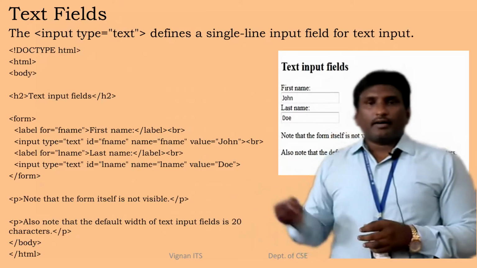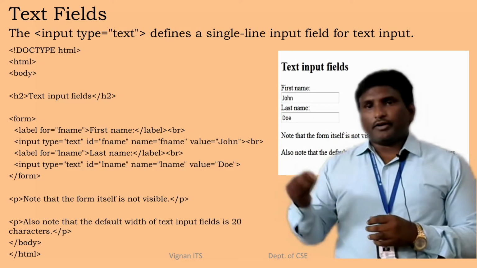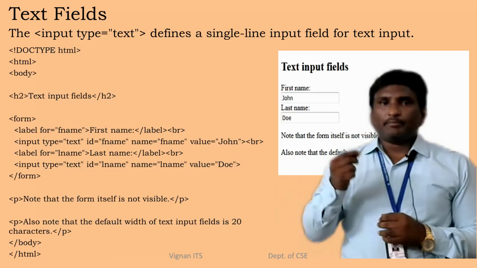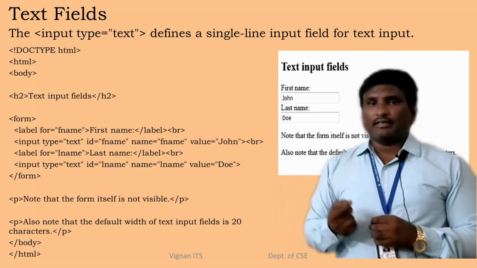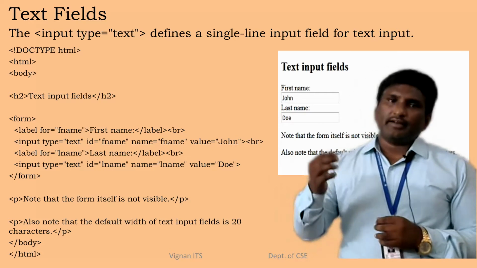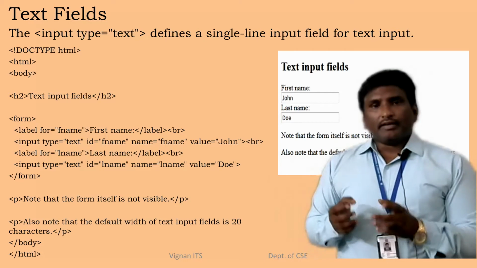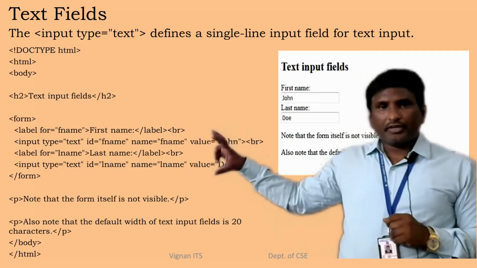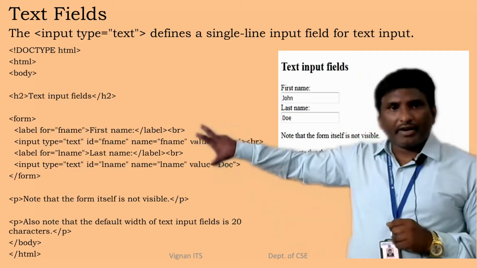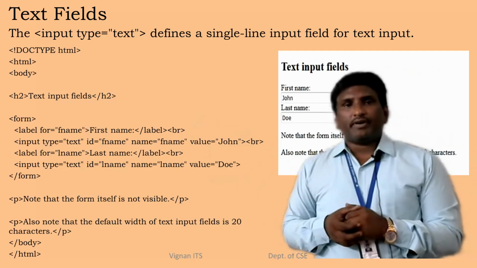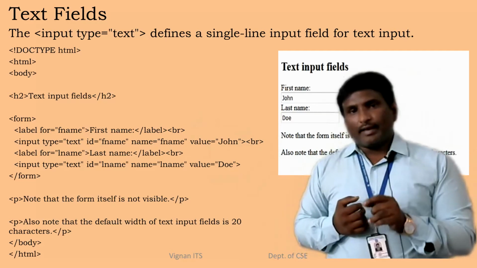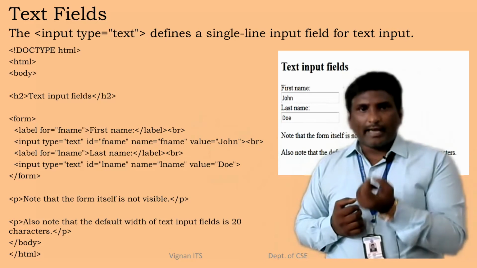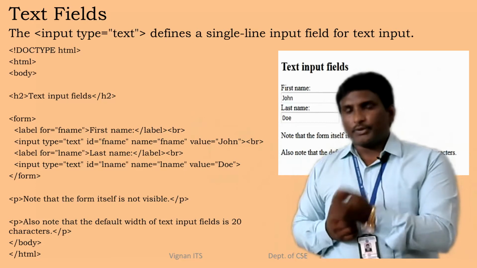So this is a simple example of how to use input type equal to text, which defines a single line input field for text. Here I have simply written the code between the form tags. This is the form area; we have created a form. Here we specify input type equal to text, ID equal to fname. The attributes of input are type, ID, name, and value.